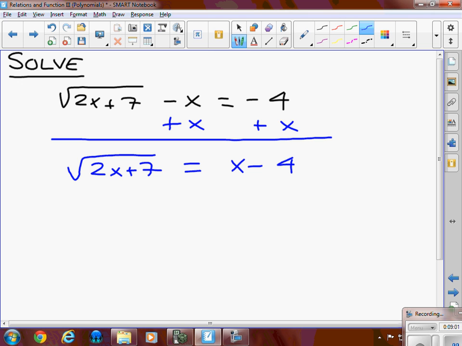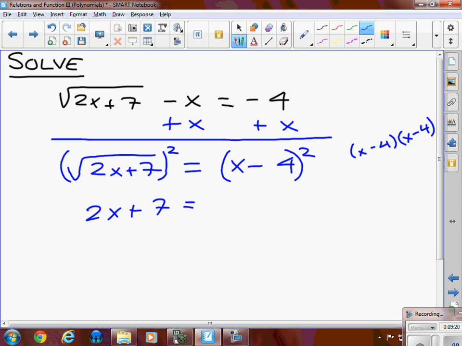Next step is to start to get that radicand out. That means we square the left side, but what we do to one side, we have to square to the other. So that unlocks the radicand. We get 2x plus 7. And then here you have to remember that x minus 4 squared is actually x minus 4 times x minus 4. So you FOIL or you do however you multiply those out. And we get x squared minus 8x plus 16.